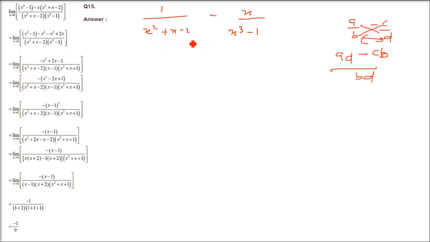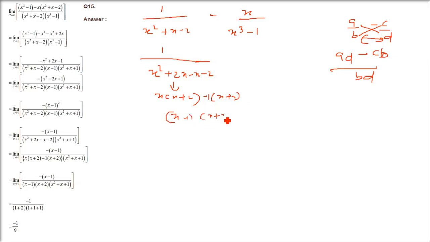So x square plus x minus 2. So 1 by x square plus 2x minus x, and then minus 2. Then we have x square plus 2x minus x minus 2. So I am taking x common, so x plus 2, minus 1 common, so x plus 2. So you have x minus 1 and x plus 2.